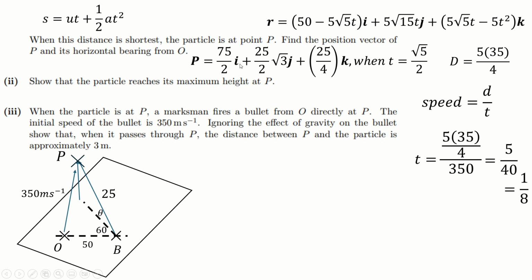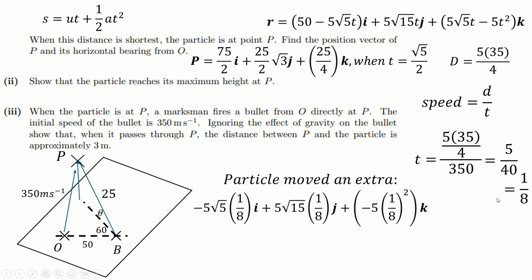However, the particle itself is going to be going, in that eighth of a second, has gone a little bit further from where it was. So all I need to do is work out how far that particle has gone in that extra eighth of a second it took for the bullet to get to where it was, and just figure out that distance, right? So let's figure out how far the particle has gone in that eighth of a second.